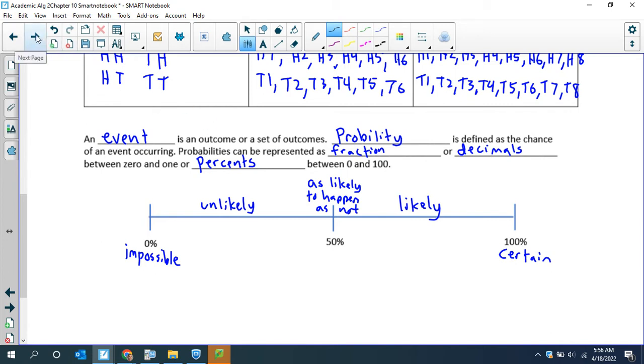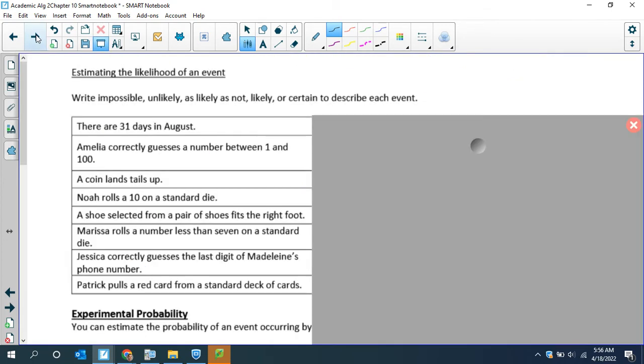So as we look here on the next page, we're going to write the words impossible, unlikely, as likely as not, likely, or certain to describe each of the events. It says there are 31 days in August. Well, there are exactly 31 days in August every year. So this is absolutely certain to happen. So we'll put a C here for certain.